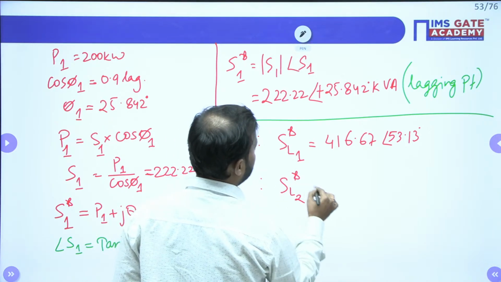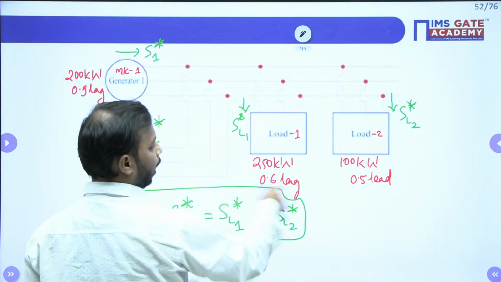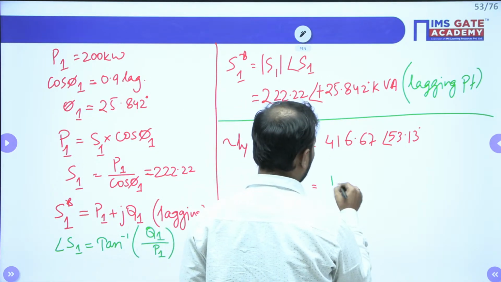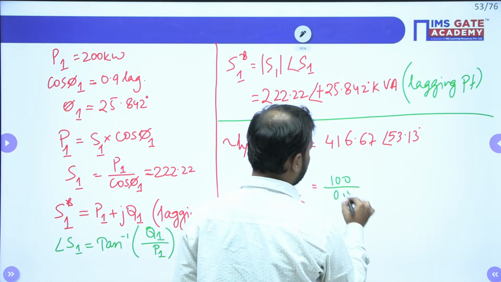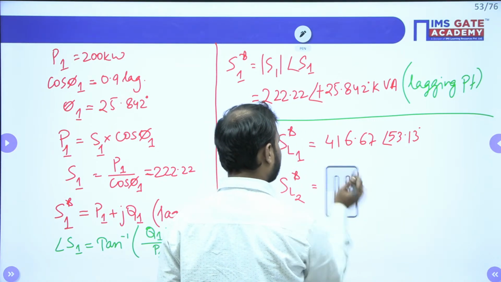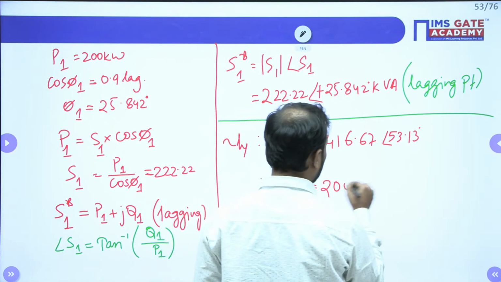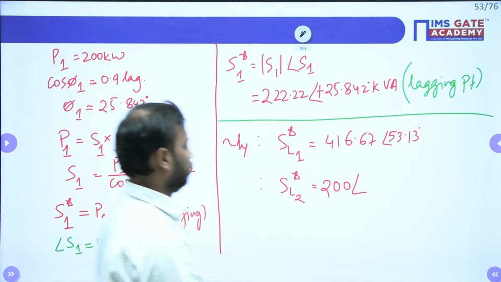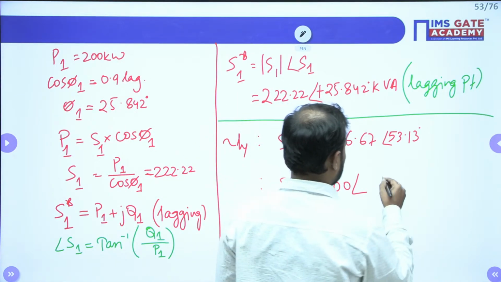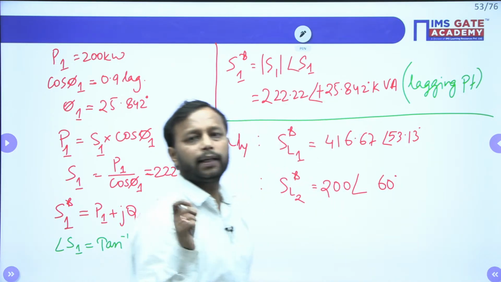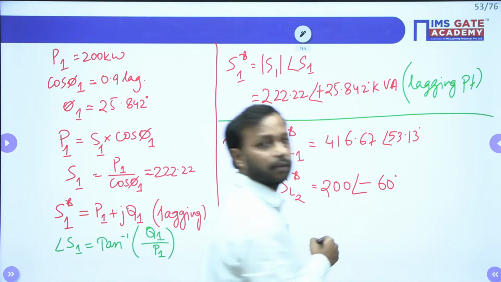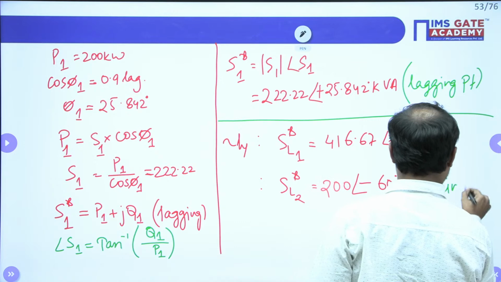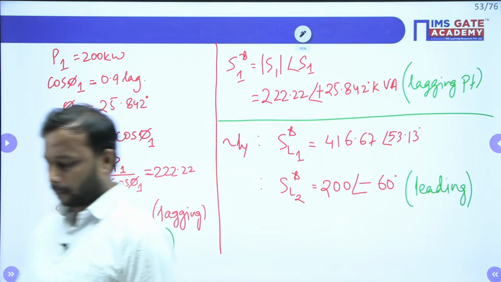And SL2, this is equal to what? We have a leading load. So this will become P1 which is 100 divided by cos phi which is 0.5. So this will become, let me write it directly, 200 at an angle. Cos inverse 0.5 is what? 60 degree. But this time the load is leading. So we need to put a negative sign. Done. Why negative sign? For leading load, or for leading power factor, you can say.